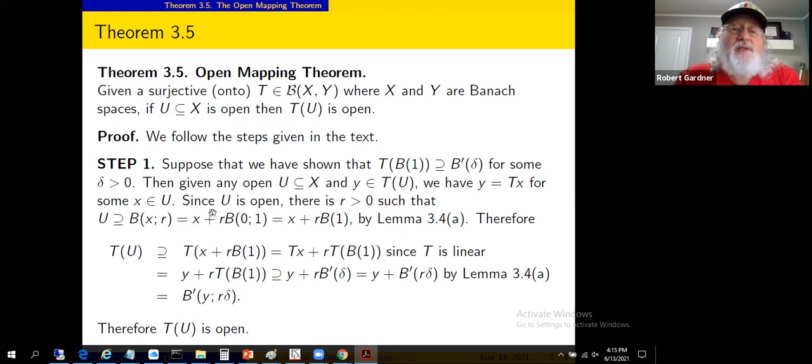Since U is open in X, there's an r greater than 0 such that U contains a ball centered at x of radius r. In other words, this x that's an element of open set U is an interior point. That is, there's such a ball of radius r that's a subset of open set U. Well, a ball of center x and radius r can be rewritten using the lemma 3.4 properties as vector x plus r, scalar, times a ball of center 0 and radius 1. All right, makes good geometric sense.